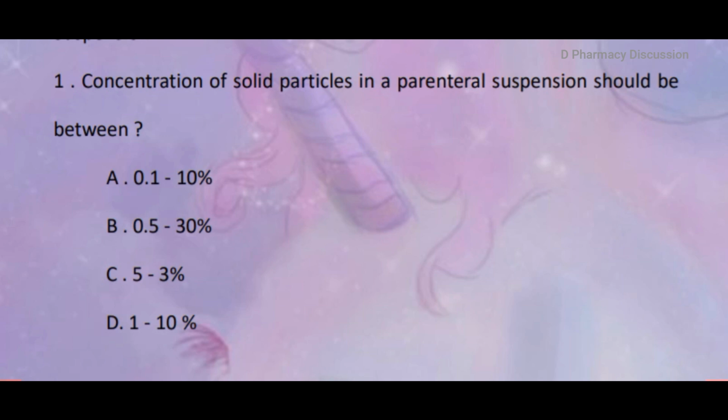First one, concentration of solid particles in a parenteral suspension should be between. Options are A 0.1 to 10%, B 0.5 to 30%, C 5 to 3% and D 1 to 10%. Now you can choose the correct one. Correct one is option B, that is 0.5 to 30%.